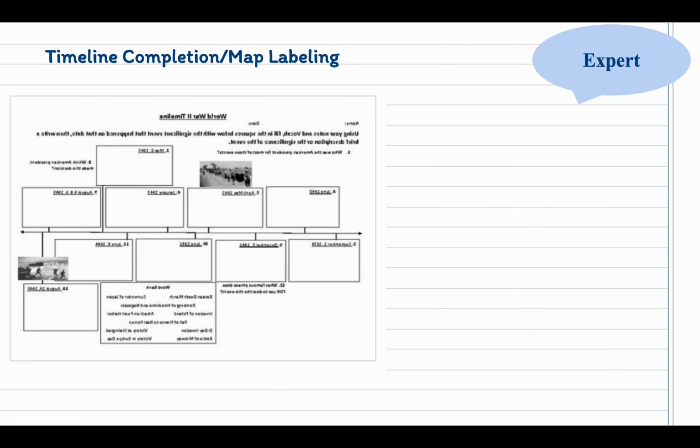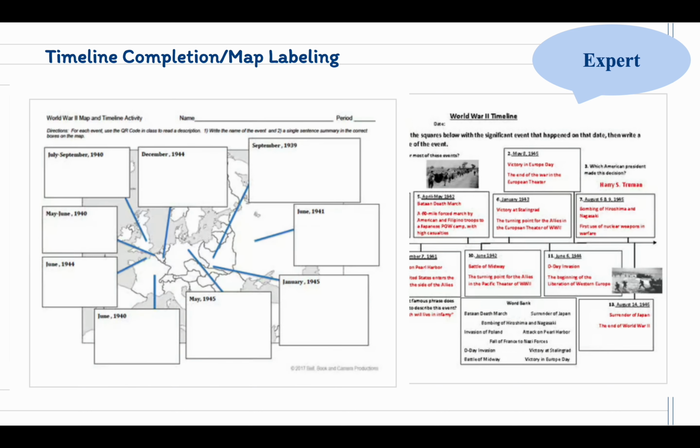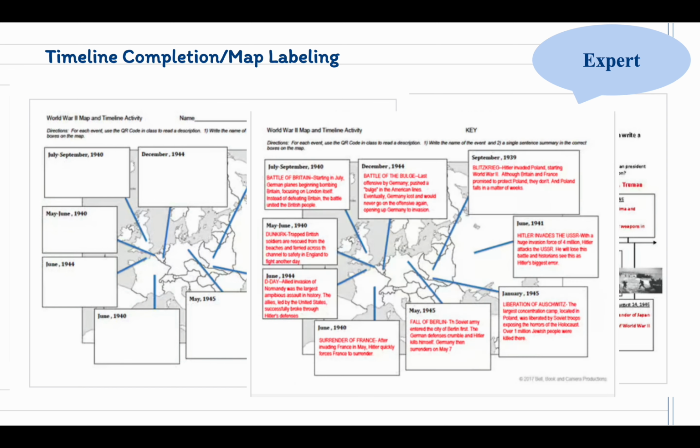For students with prior knowledge, too much information can be overwhelming. So instead of giving a complete timeline or map, I provided incomplete versions. Students filled in the gaps using what they already knew while exploring cause and effect relationships. This shifted their focus from memorizing facts to actively connecting ideas, deepening their historical thinking.